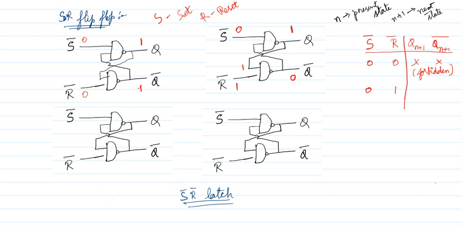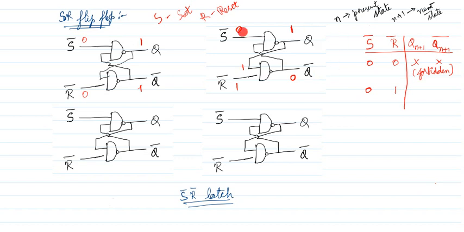Right? We are not worried about the past states. See, I have mentioned here the states as Qn plus 1 and Qn plus 1 bar. Okay, what is the past state? Qn and Qn bar. This Qn bar can be 0 or 1, this can be 1 or 0, whatever may be.